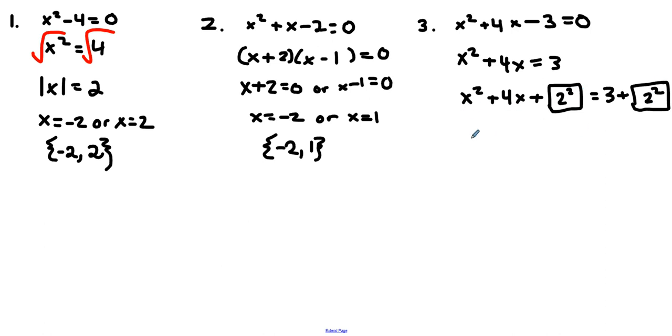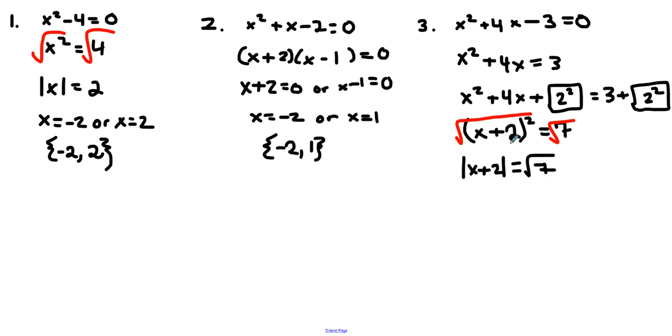Now, anytime you have a perfect square trinomial, we have the 2 different perfect square trinomial patterns that allow us to factor it. Since these are both plus signs, it will factor into x plus, here's my b value, so x plus 2 quantity squared equals 3 plus 2 squared. 3 plus 4 is 7. Then I can solve this using square roots. So square root both sides, remembering that the square root of a quantity squared is the absolute value of that quantity. 7 is not a perfect square, so I'll just leave it as the square root of 7.